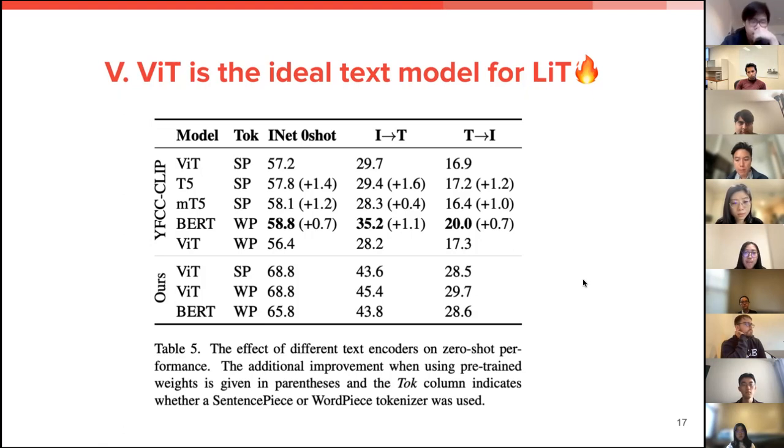So to summarize, the ideal image model is ViT, but the others perform equally well. But for the text model, the one that is most easily trained is still ViT.